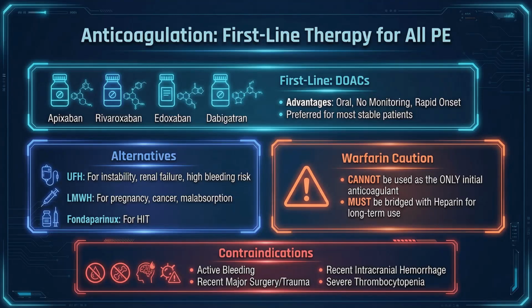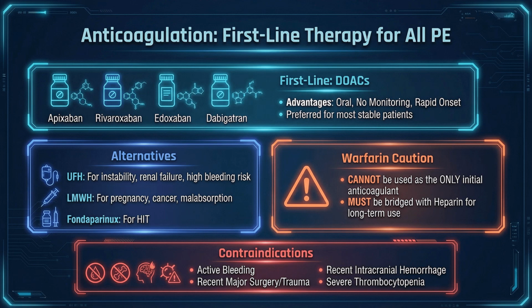PE. Now let's focus on anticoagulation, which remains the cornerstone of treatment for acute pulmonary embolism. Direct oral anticoagulants, or DOACs, have become the first-line therapy for most patients. These include apixaban, rivaroxaban, edoxaban, and dabigatran. Their main advantages are that they are taken orally, don't require routine laboratory monitoring, and have a rapid onset of action. This makes them particularly convenient and effective for stable patients without contraindications.